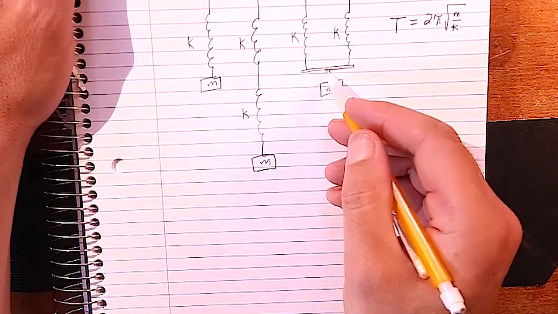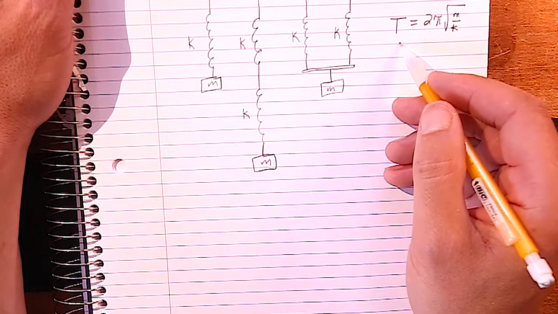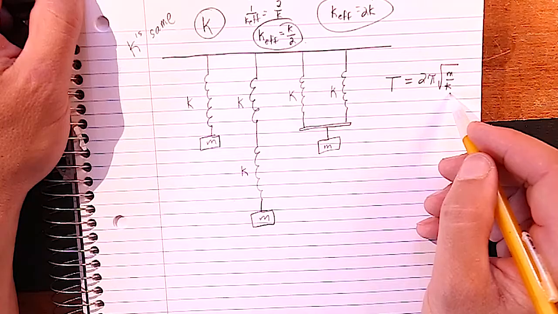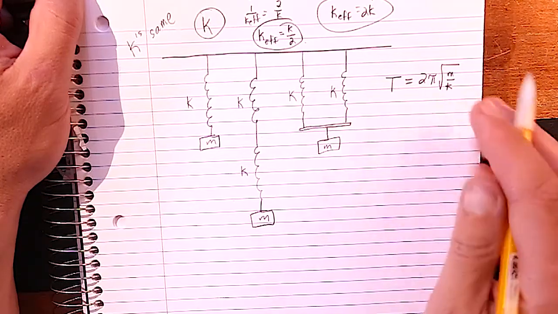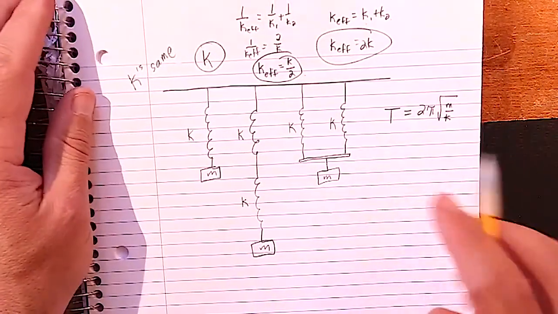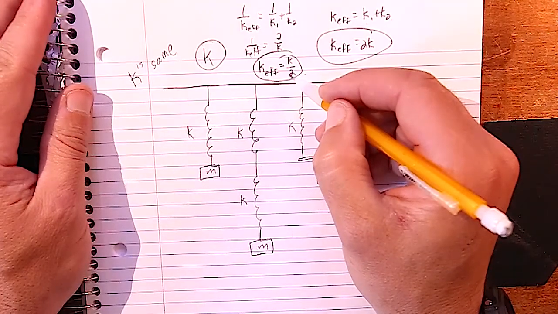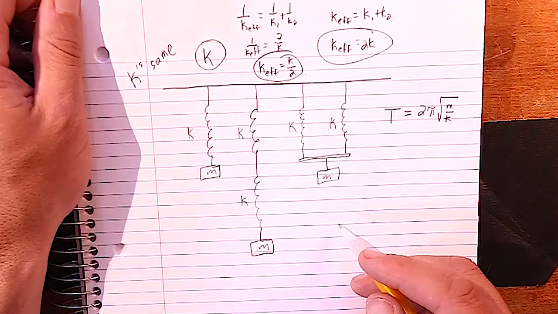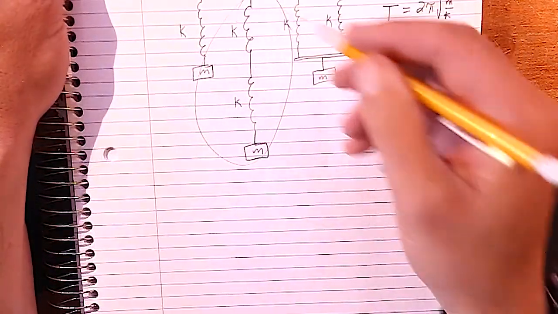So which one of these situations is going to produce the greatest period? Well, the one with the greatest period is going to be the one with the lowest K. Which one has the lowest K? That's going to be K over 2. So the spring that's going to take the longest time to go back and forth is going to be this one.